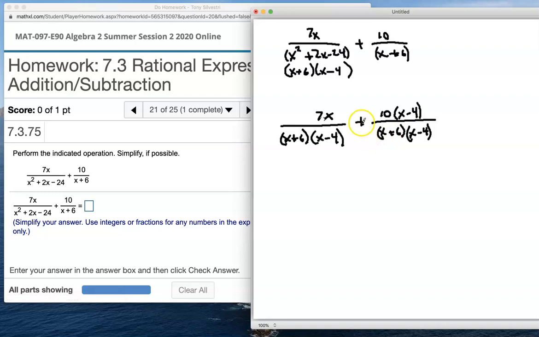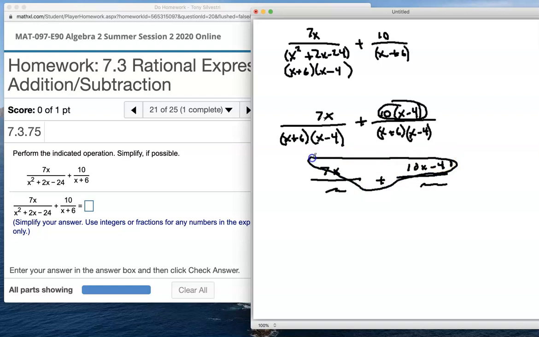Okay, now we're adding. Adding is good. Before you can add, you have to multiply. So we have to multiply this. So we're left with 7x over blah, blah, blah, plus 10x minus 40 over blah, blah, blah. And because we're doing plus, we don't have to change any signs. You just add the tops.